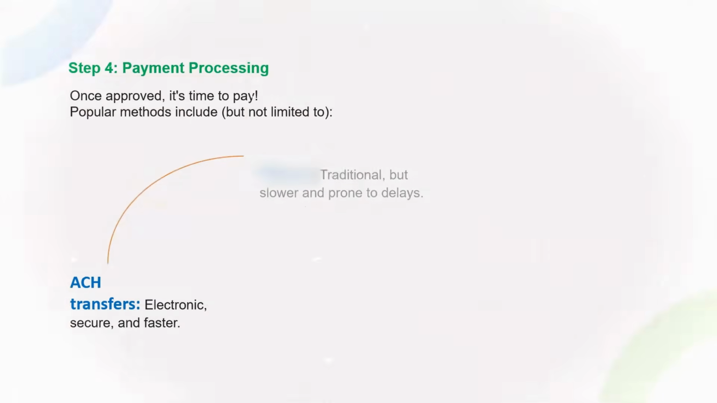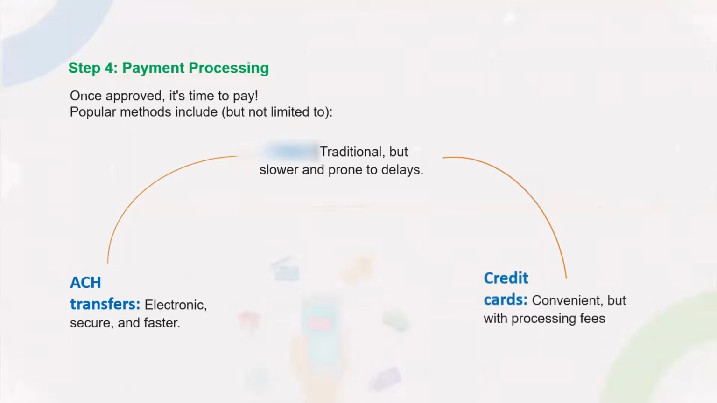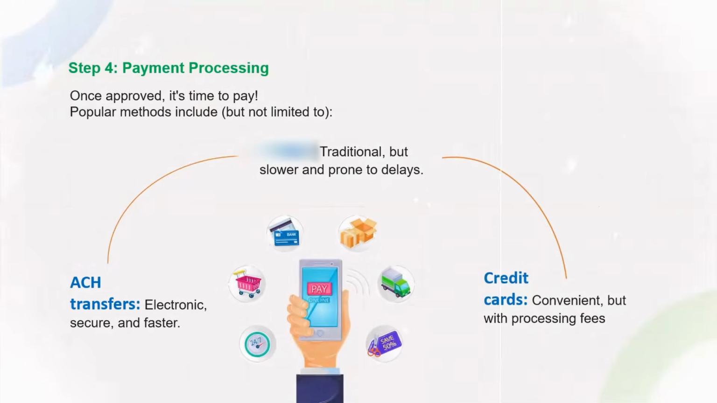Popular methods of payment include, but are not limited to, ACH transfer, which is electronic, secure and faster. Then we have the option of paying through checks, which is a very traditional method, slower and also prone to errors. And lastly, we can also pay through credit cards, which is convenient. But generally you will see electronic mode of transfer is very popular in top companies.